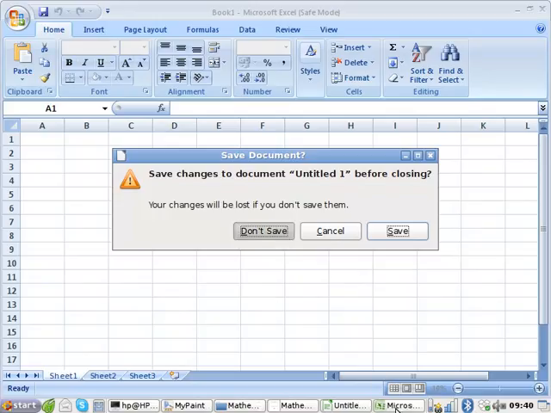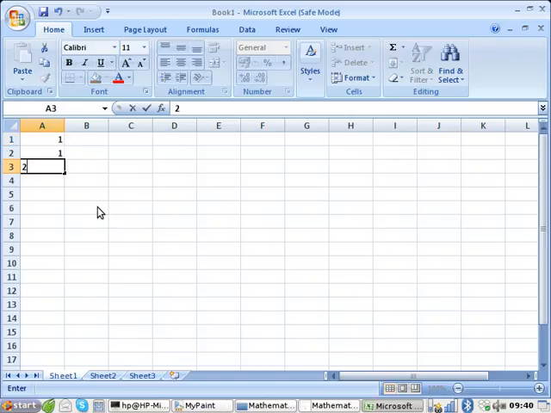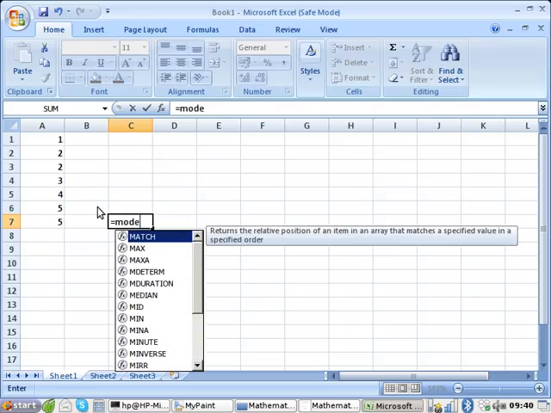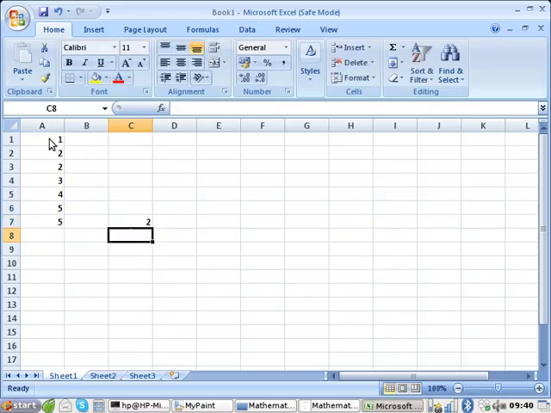Okay, here is Excel. Right, so what was my original data? Well, it doesn't really matter. 1, 2, 2, 3, 4, 5, 5. Right, so Libre said the mode is 2. Excel says it's 2 as well.